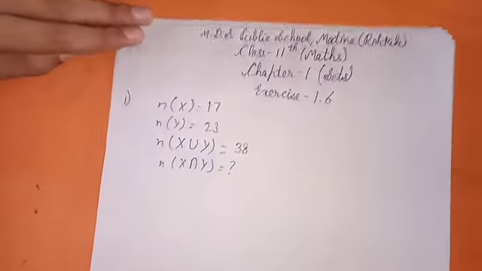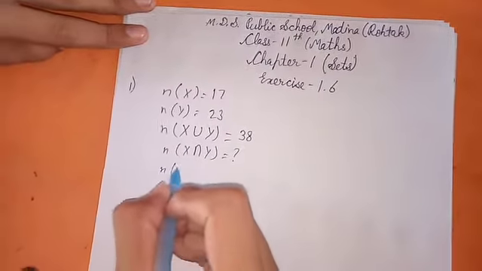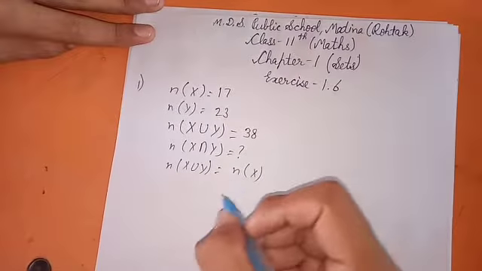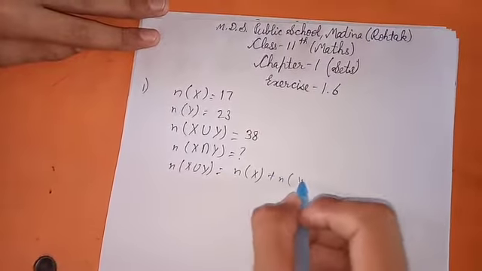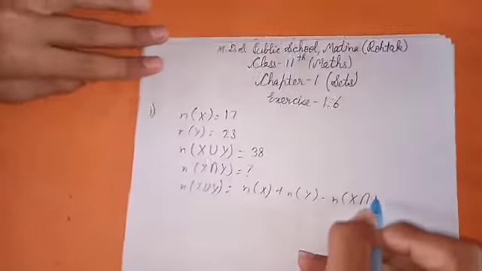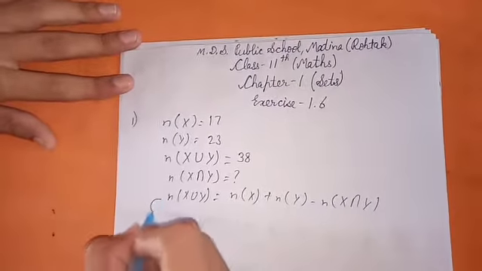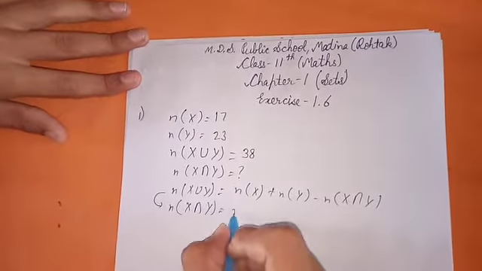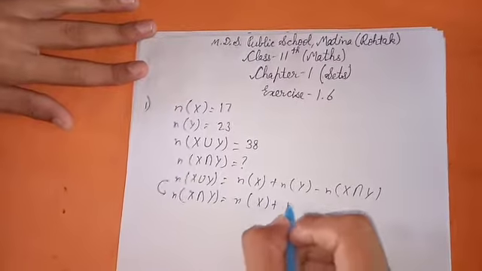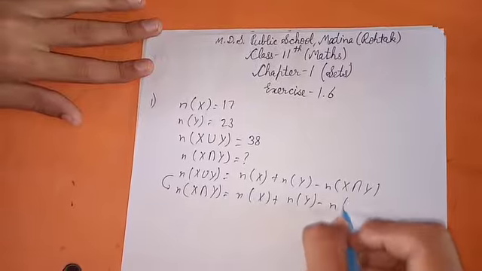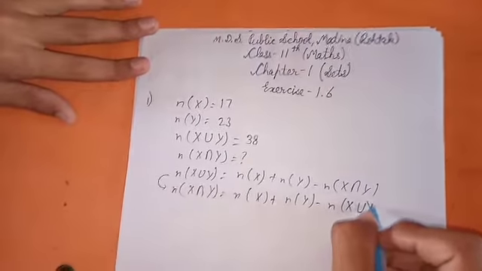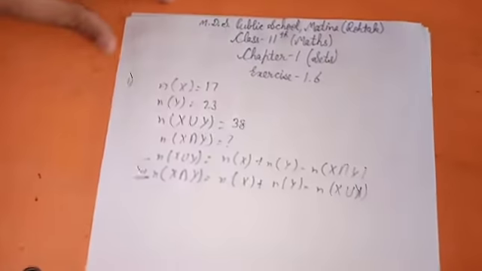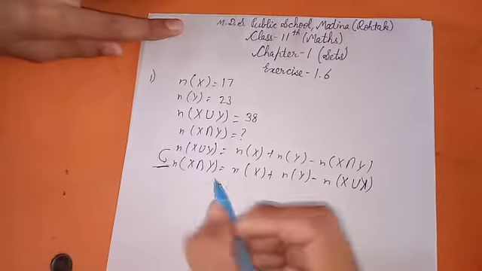Okay, and we know the general formula: n(X ∪ Y) is equal to n(X) plus n(Y) minus n(X ∩ Y). Also we can write this formula as n(X ∩ Y) is equal to n(X) plus n(Y) minus n(X ∪ Y). Now, using this formula we can find the value of the intersection of these two sets.